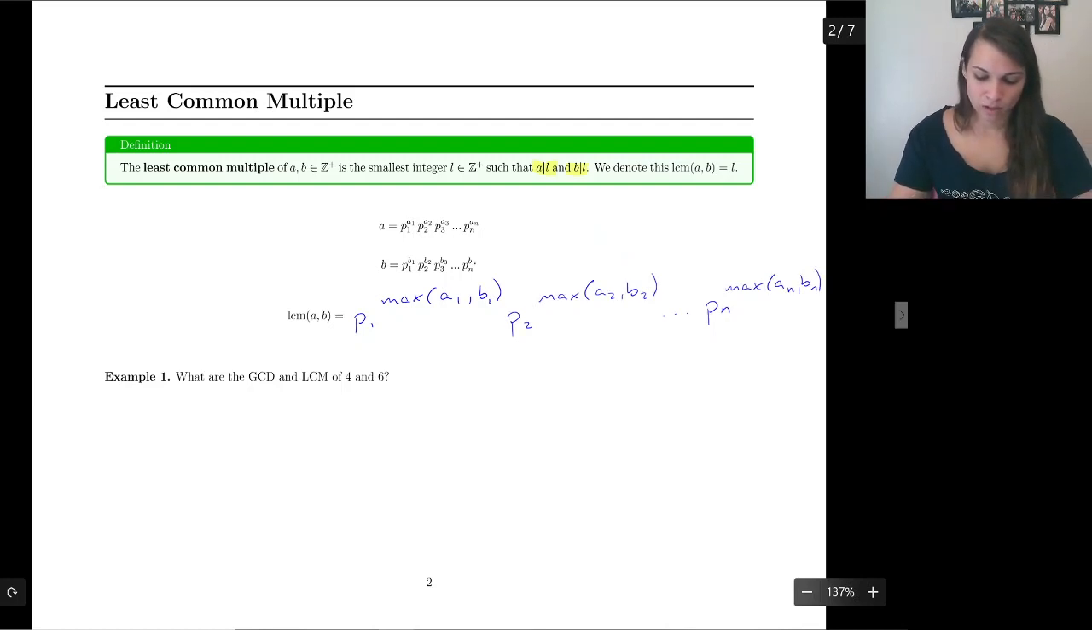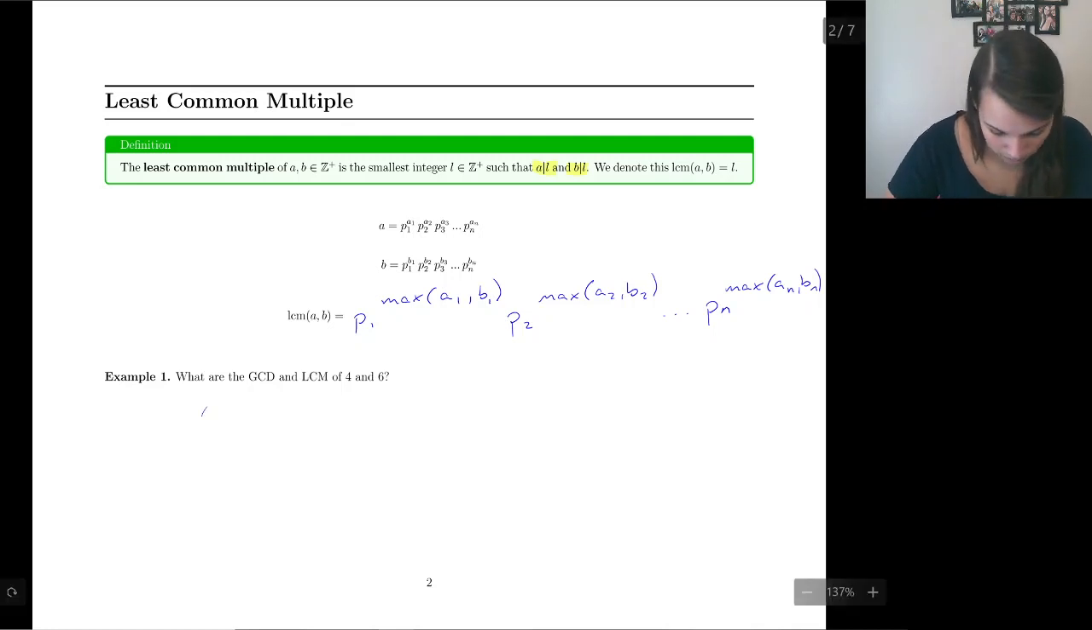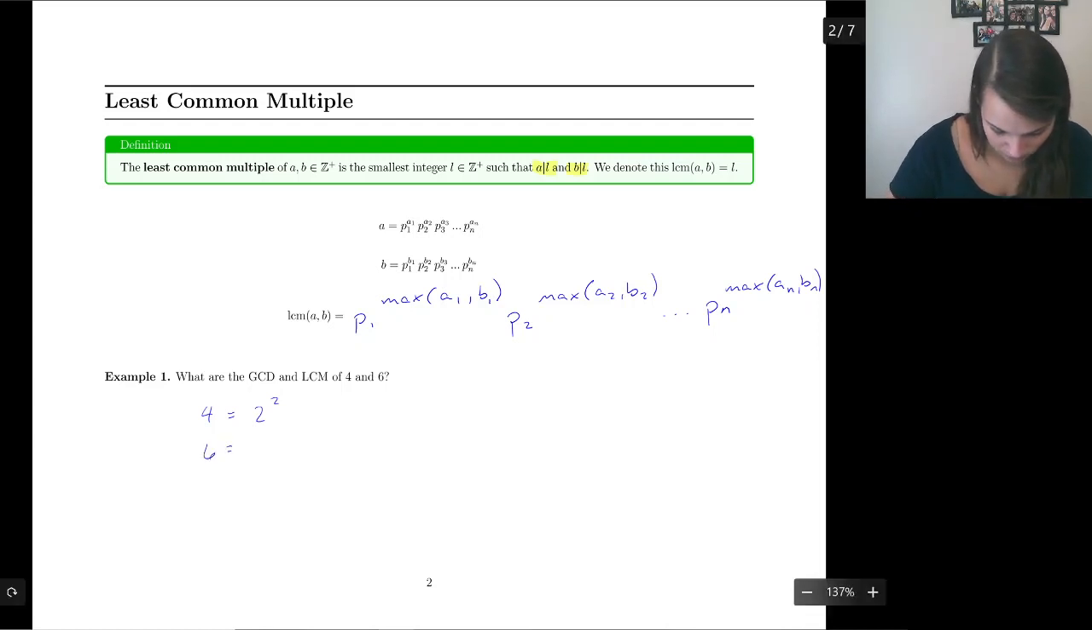Okay, so then let's take this for a run. Let's look at an actual example. We want to find the GCD and LCM of 4 and 6. So what I'm going to do first is write 4 in terms of its prime factorization, so 2 squared, and 6 is going to be equal to 2 times 3.